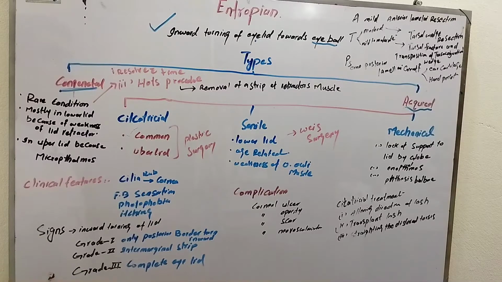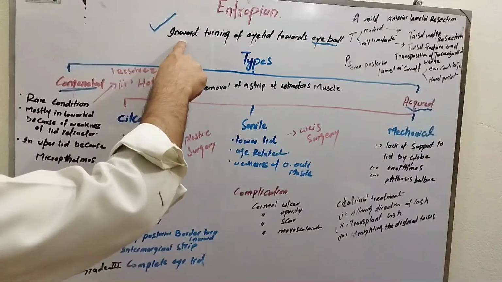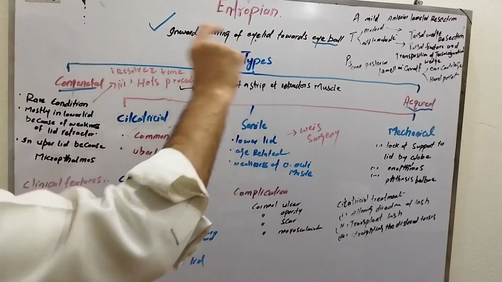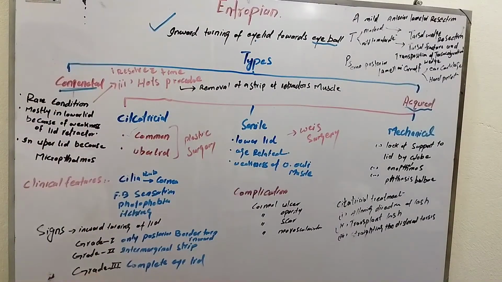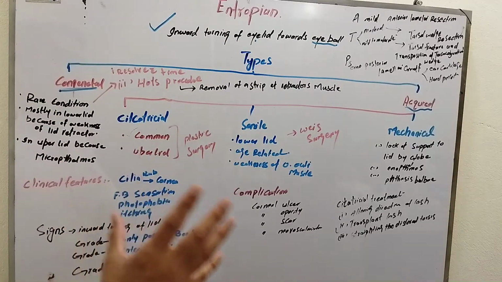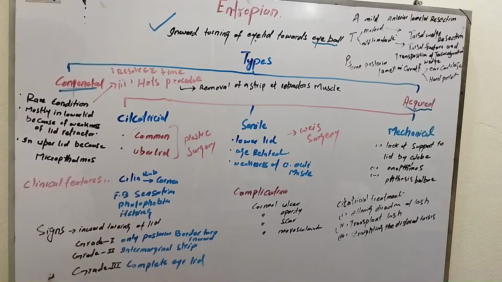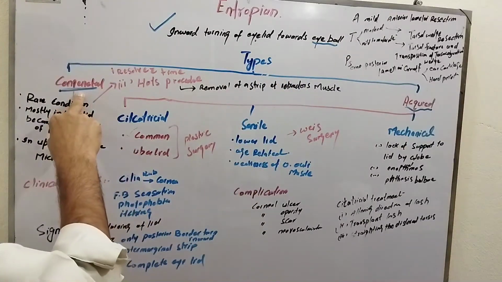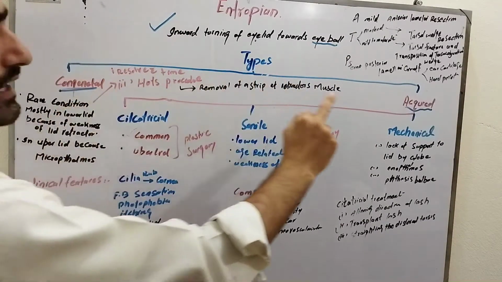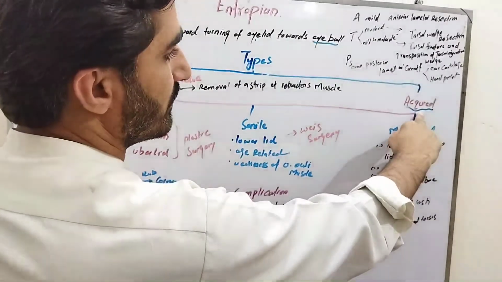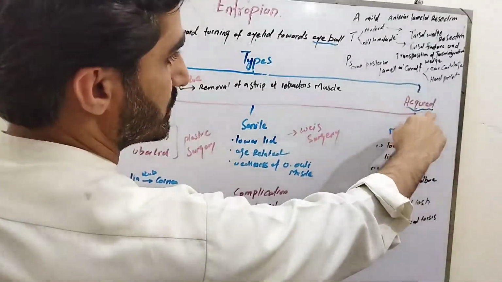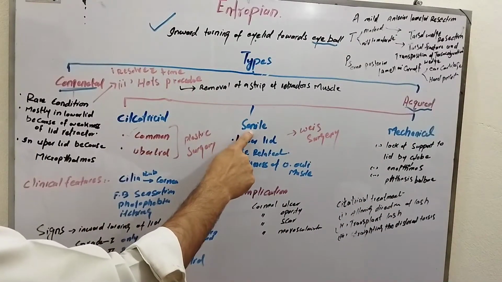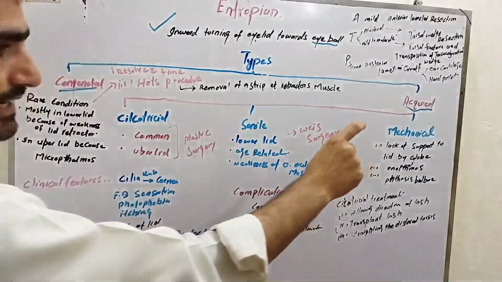First of all, we will explain the definition of entropion. The inward turning of the eyelid towards the eyeball is called entropion. Then we are going to discuss the types of entropion. There are 2 basic types: congenital entropion and acquired entropion. We will further divide acquired entropion into 3 types. First type is cicatricial, second is senile, third is mechanical entropion.